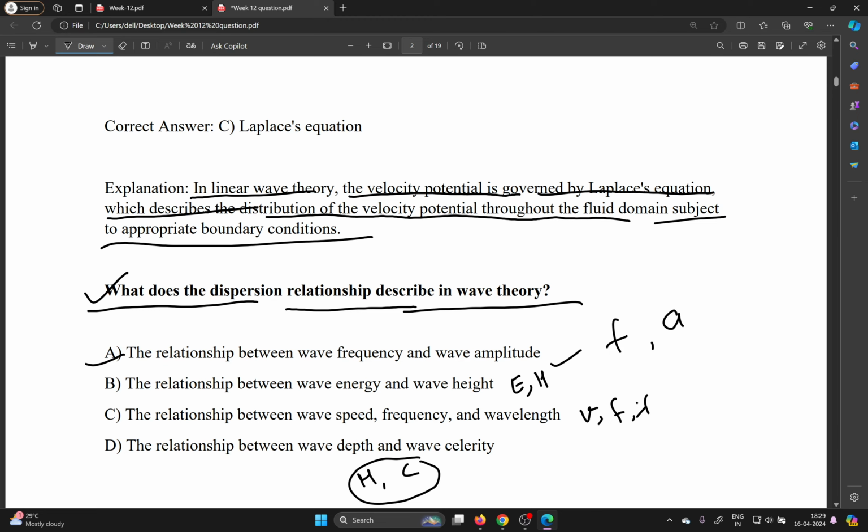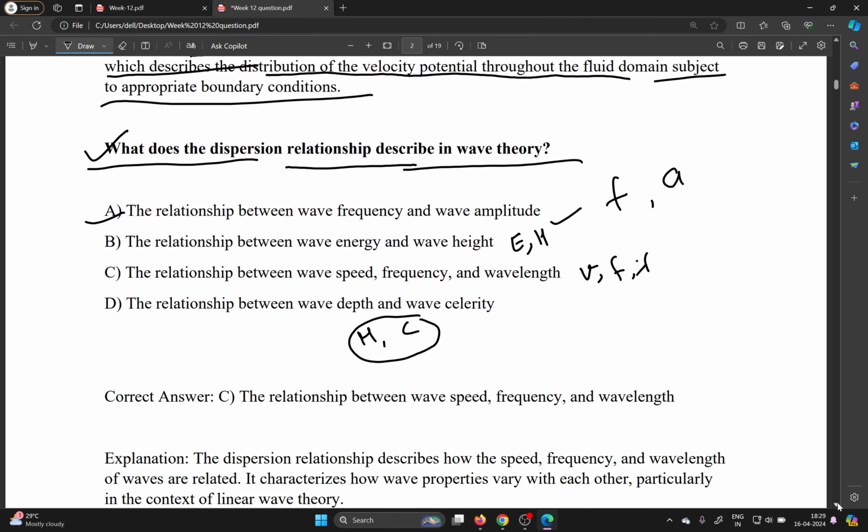When I have a question related to celerity, I will discuss more on that question in terms of open channel flow. So option C is correct, as you have seen earlier also. The relationship between wave speed and frequency: V is equal to what? Lambda F.